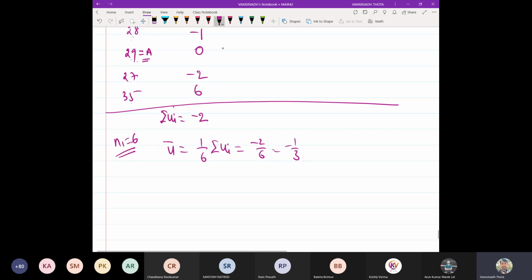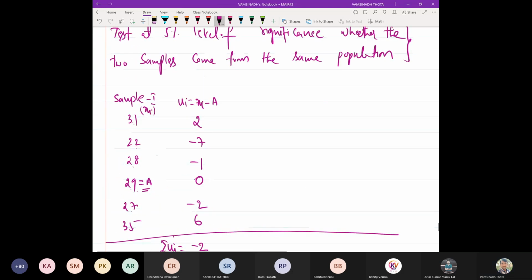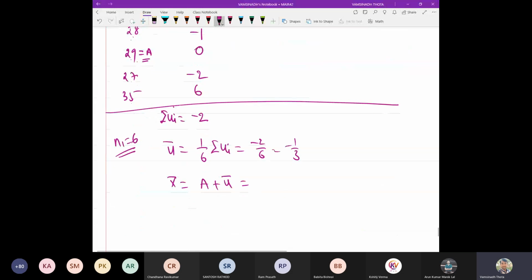So from this, how to get the X bar? X bar is A plus U bar, right? The mean of X is A plus U bar. A we have chosen 29, so 29 minus 0.33, right? So I think 28.666 we can take.